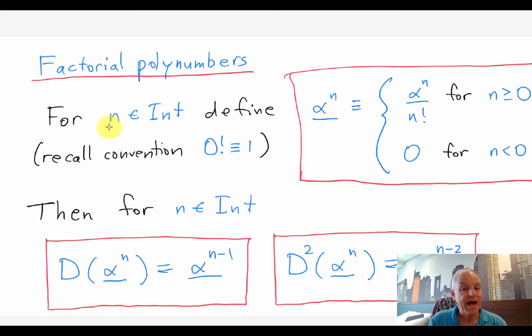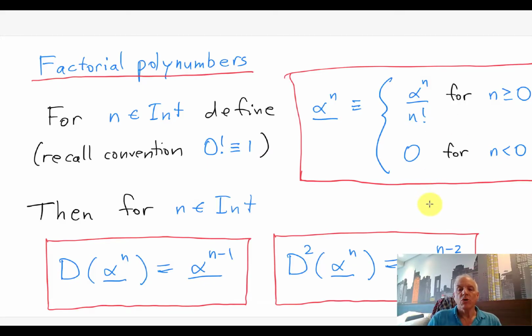So now for an n, an integer, not a natural number, but actually an integer, we're going to define alpha to the n underscore. That expression is going to be alpha to the n over n factorial for n greater than or equal to 0, and 0 otherwise. In other words, 0 when n is a strictly negative integer. Recall the convention that 0 factorial is 1. So when n is equal to 0 here, then we're talking about 1 underscore being just 1, because the denominator in that case is also 1 along with the numerator.